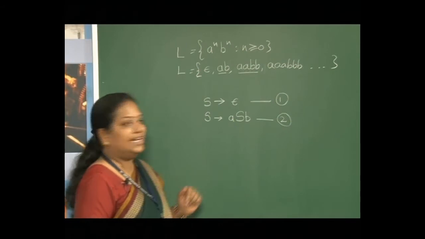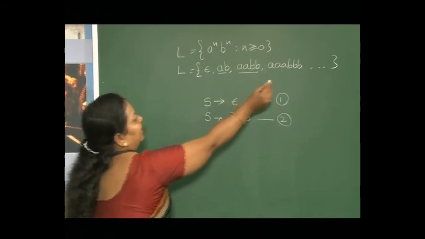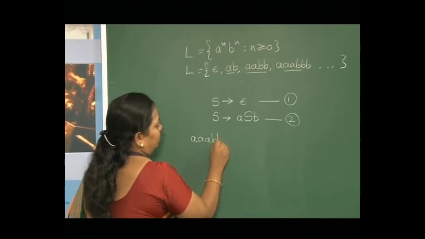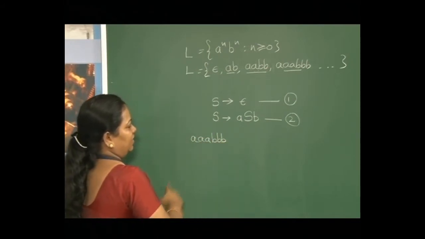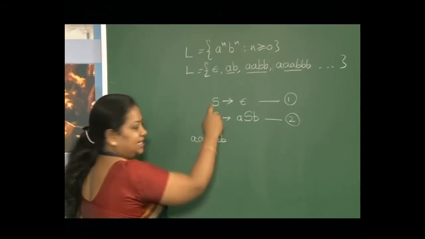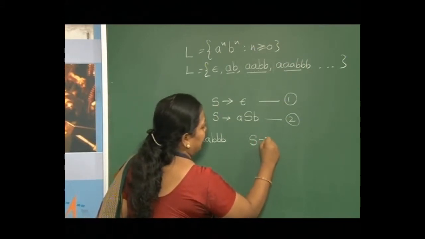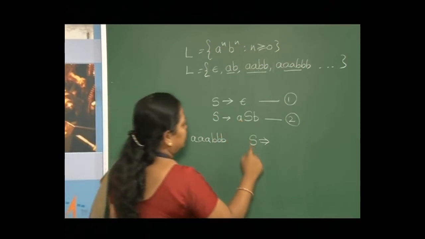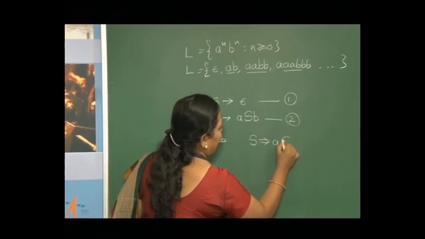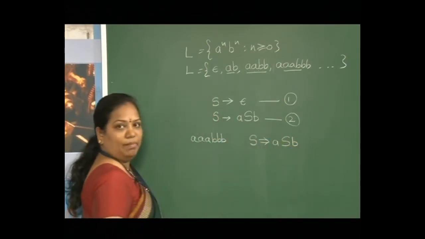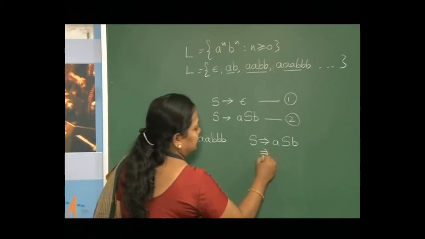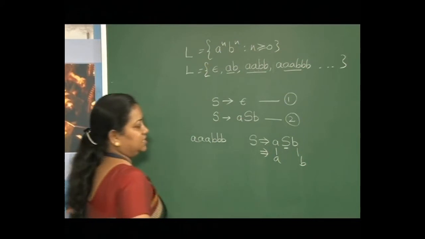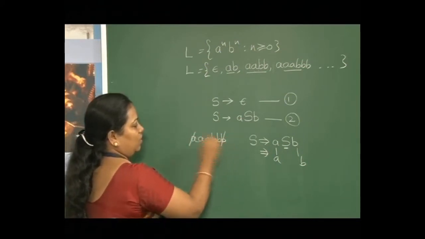Now, let us see the derivation. If I want to derive A and B, how will we go about deriving? You must start with the start symbol S. So, will you apply the first rule or the second rule? The second rule. What does it state? S derives A S B. Now, this A as it is, this B as it is. Now, this S, so 1A, 1B I got.